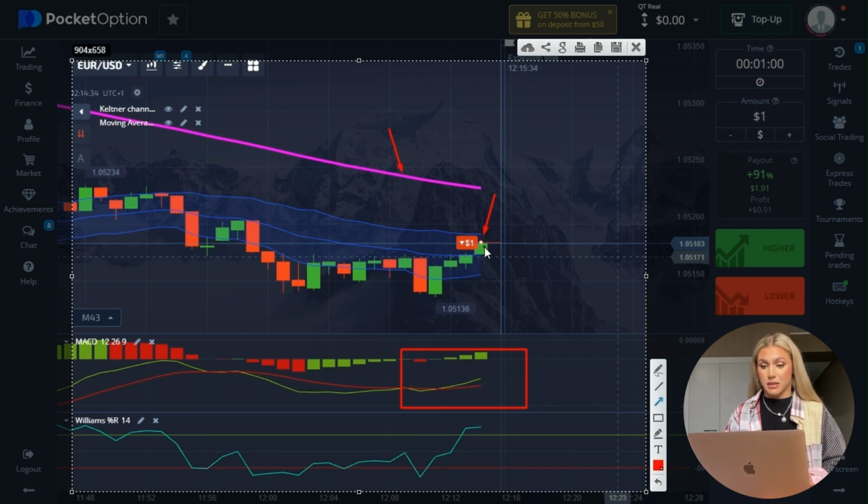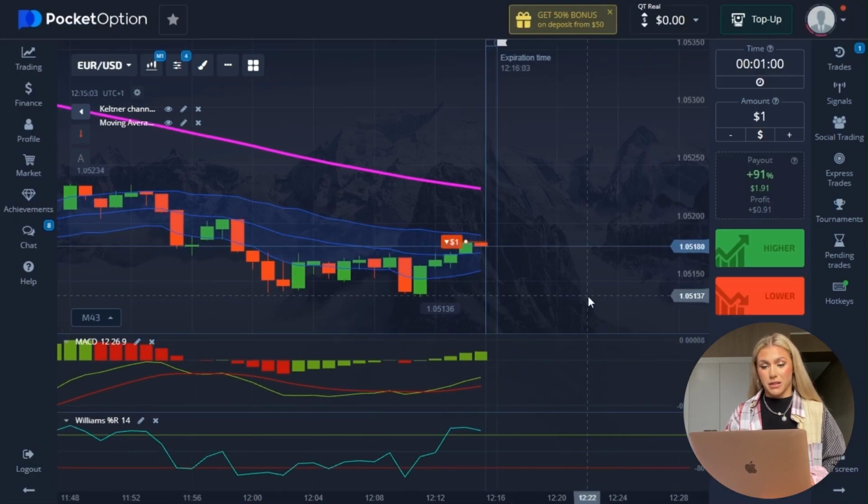And when volatility is dead, breaking out of the Keltner channel isn't really worth it. So after this correction, the next move is likely to follow the trend, which is down. I'm expecting a drop to the middle line of the Keltner channel or even lower. Now, my prediction is playing out on the chart. Notice that Williams is only now signaling an exit from the oversold zone.